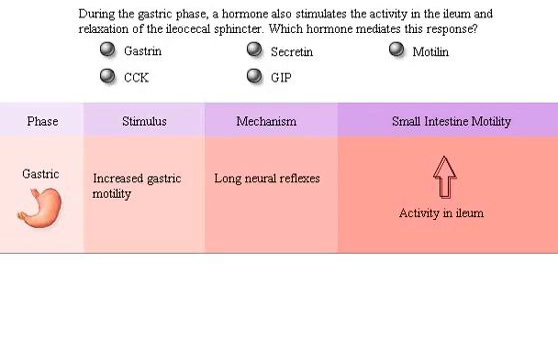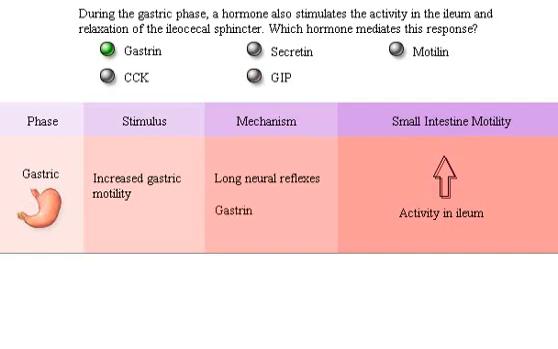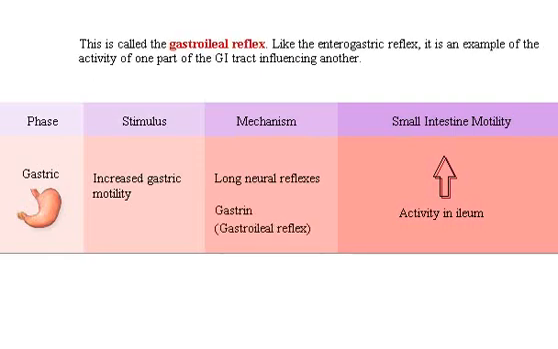During the gastric phase, a hormone also stimulates the activity in the ileum and relaxation of the ileocecal sphincter. Which hormone mediates this response? Since the stimuli for this reflex comes from the stomach, select the hormone produced in the stomach. This is called the gastroileal reflex. Like the enterogastric reflex, it is an example of the activity of one part of the GI tract influencing another.